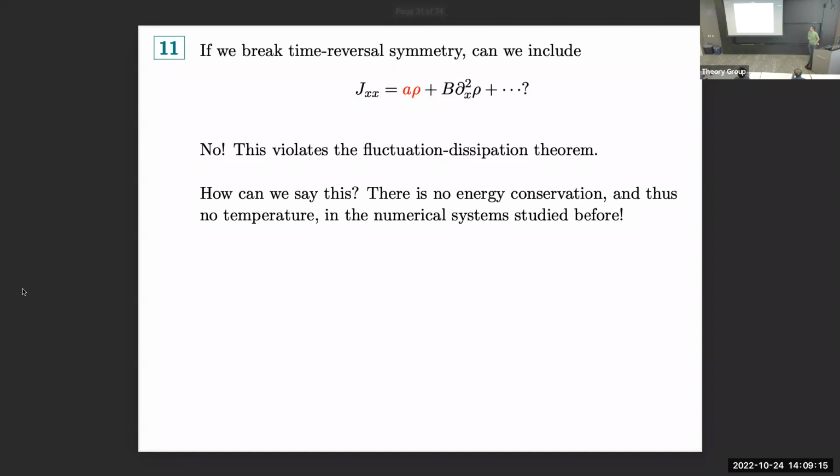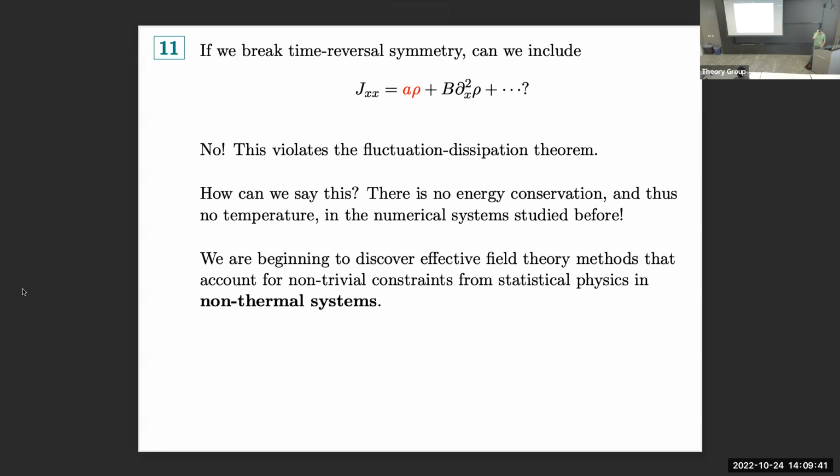And then you might say, how can we say that? This system has no energy conservation and there's no temperature. And now I'm really talking, forget about the experiment. Here I really have in mind just a classical Markov chain on a computer. There's absolutely no notion of a Hamiltonian. There are discrete time update rules, right? Hydrodynamics is an emergent description.